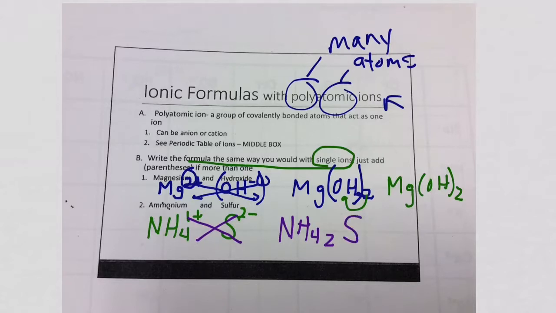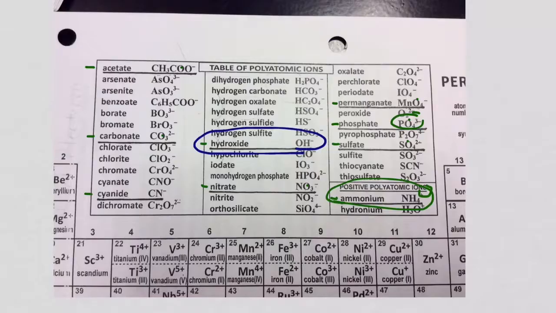But wait a second, that kind of looks like 42 hydrogens, and we don't have 42 hydrogens. We have 2 ammoniums. So what do we do? Put in the parentheses. And this tells you that there are 2 of whatever is in the parentheses. We have 2 ammoniums, 2 of these groups of atoms, 1 nitrogen and 4 hydrogens, that hang around together and like to lose an electron.